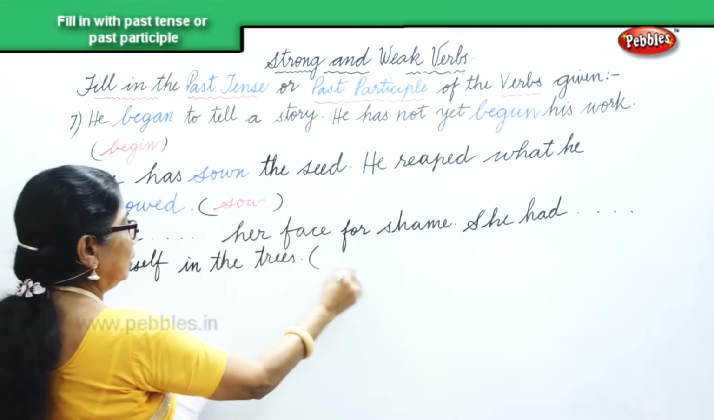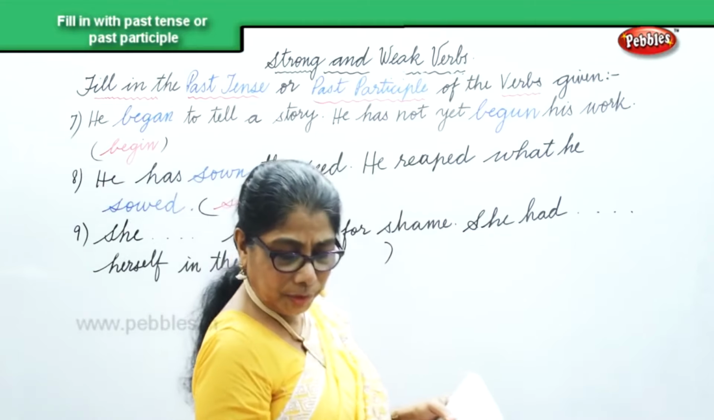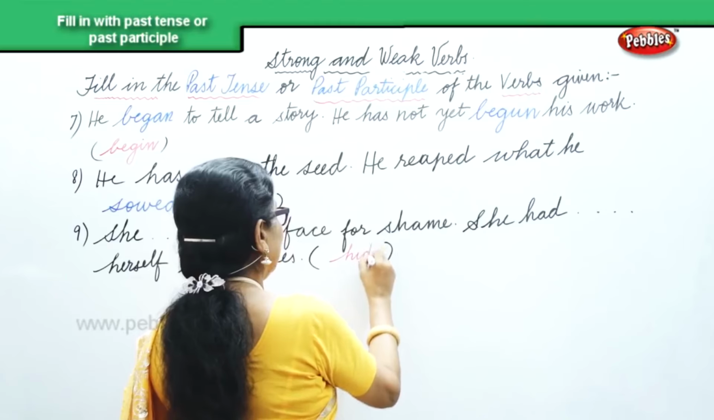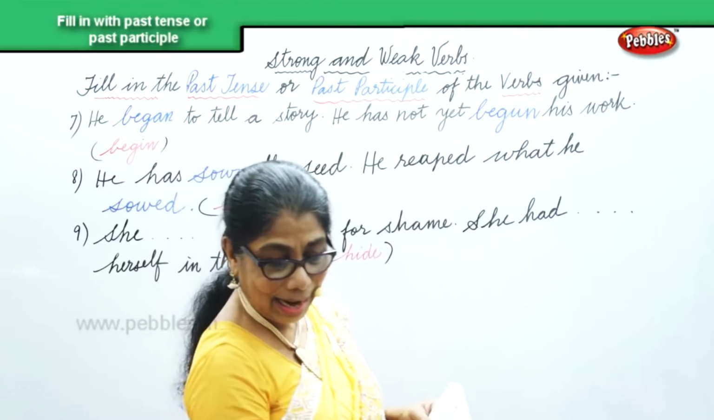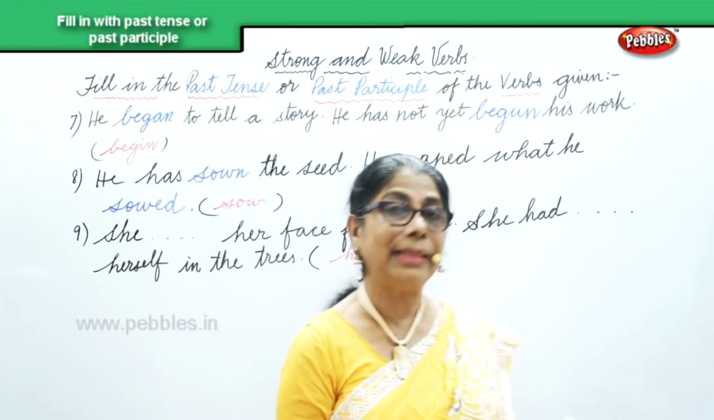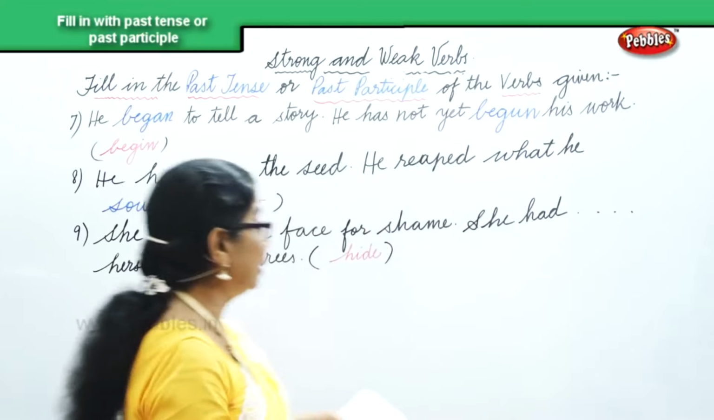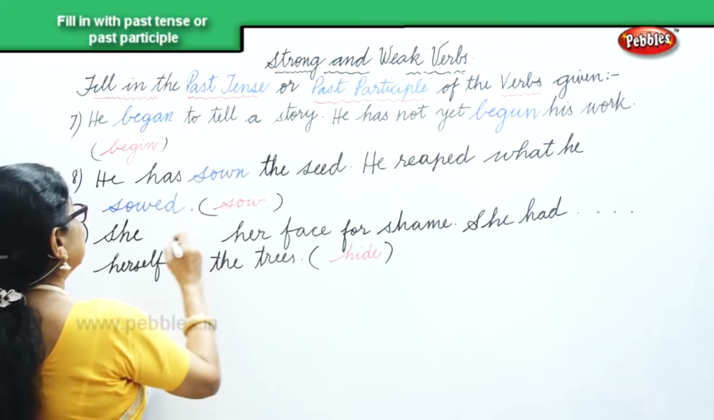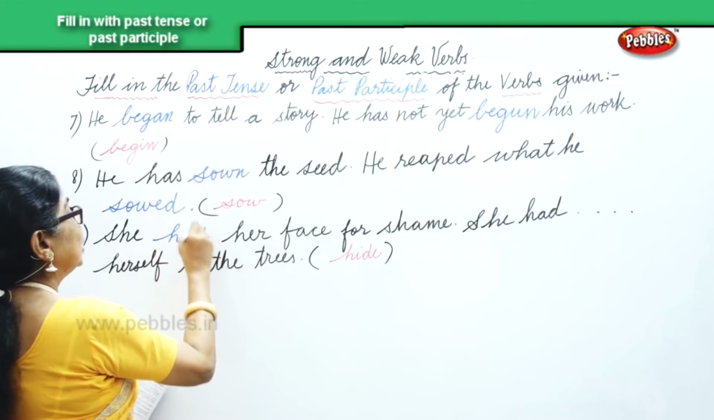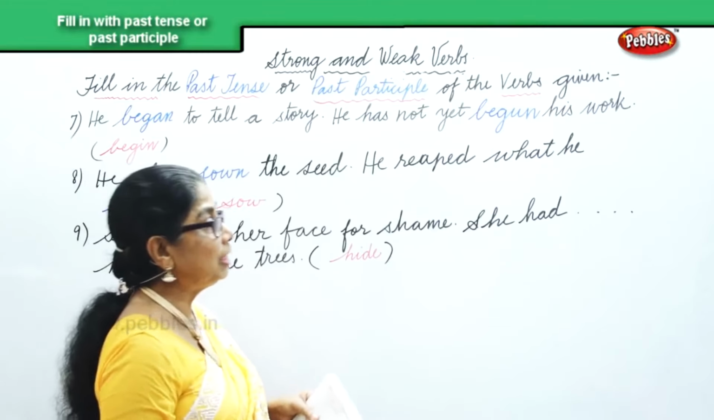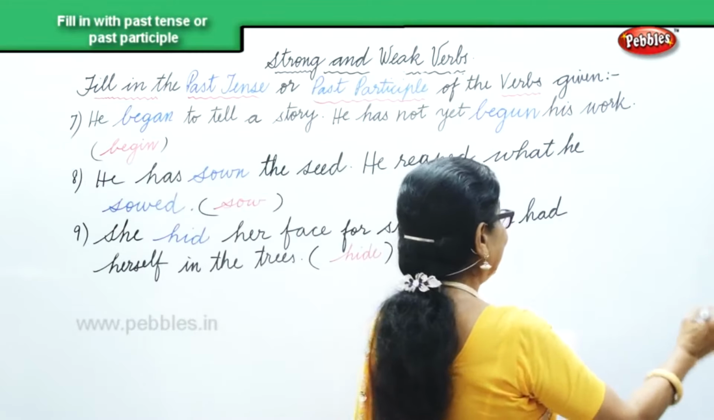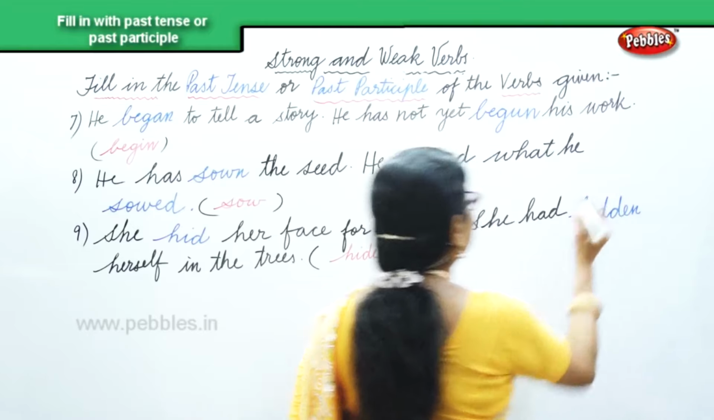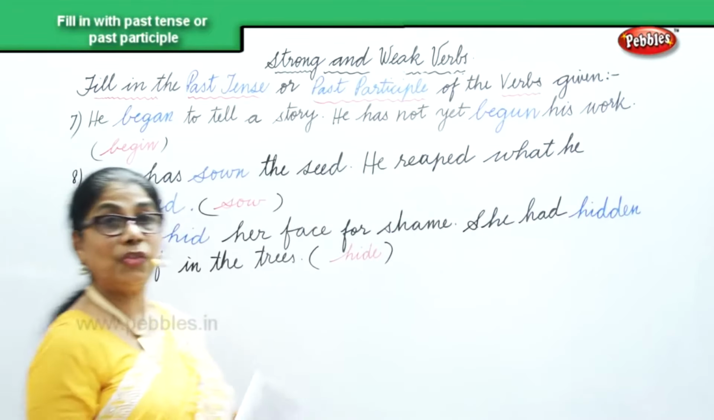And the verb here in the present tense is hide. Hide, hid, hidden. Hide in the present tense, hid in the past, hidden in the past participle. So, she hid her face for shame, past tense. Past participle, she had hidden herself in the trees.